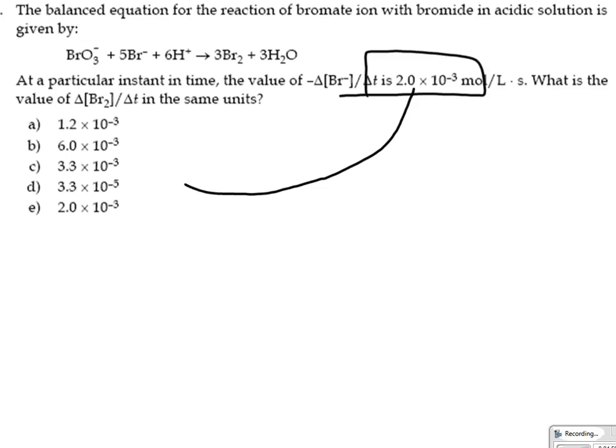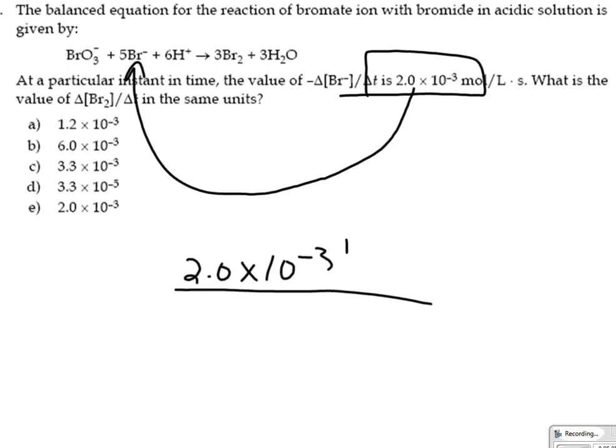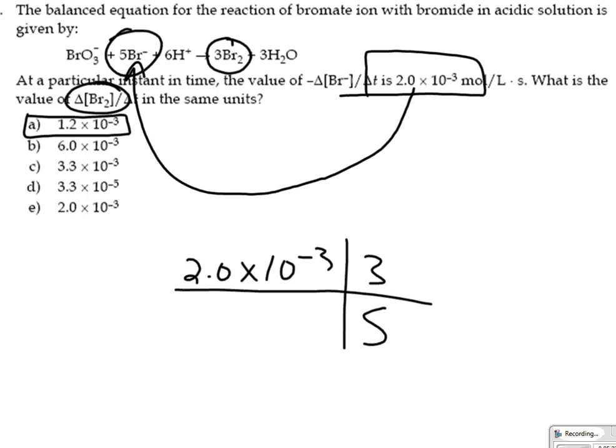Br minus is right there, so I would say 2.0 times 10 to the negative third. That's my rate. They're asking me what would be the value of Br2. Well, the coefficient of Br2 is 3, so it's going from a 5 to a 3. So 3/5 of 2.0 times 10 to the negative third. This would not be a multiple choice one on the exam with those kind of numbers, but you would end up calculating A would be your value.